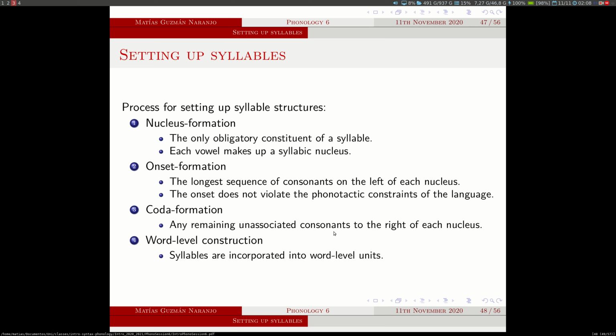Now, there is a general type of process by which we set up syllables, or how we find syllables, or how they are constructed, which is you start with the nucleus, which is the obligatory part. Then you find the onset, which is the longest sequence of consonants on the left of the nucleus that do not violate any phonotactic constraints. Then you have the coda, which is all remaining unassociated segments in the word.